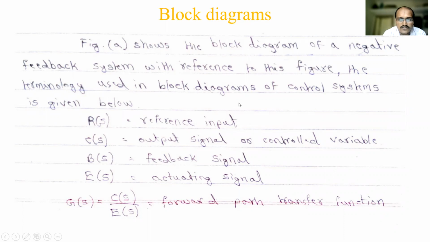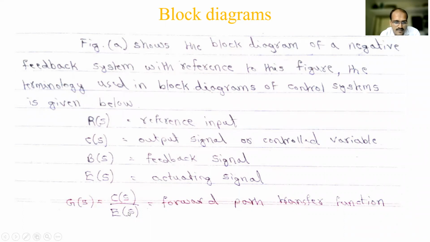The terminology used in block diagrams of control systems is given below. Whatever I have explained, I have written over here. R of S is nothing but the reference input. C of S is the output signal, also called the controlled output or controlled variable. Then B of S is the feedback signal, and E of S is the error signal, also called the actuating signal, actuating the control system, making changes. Now we will consider each of the transfer functions here.